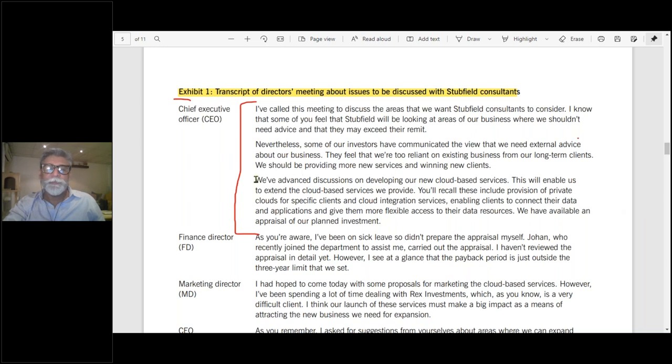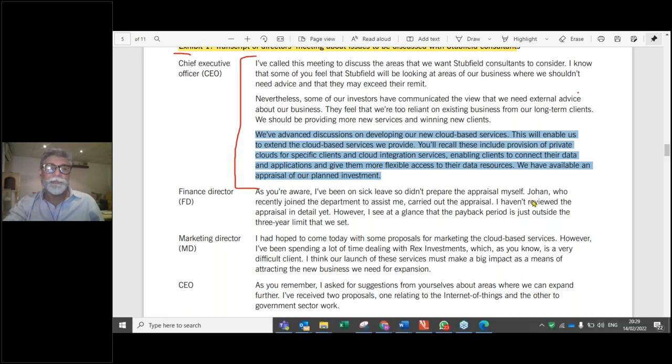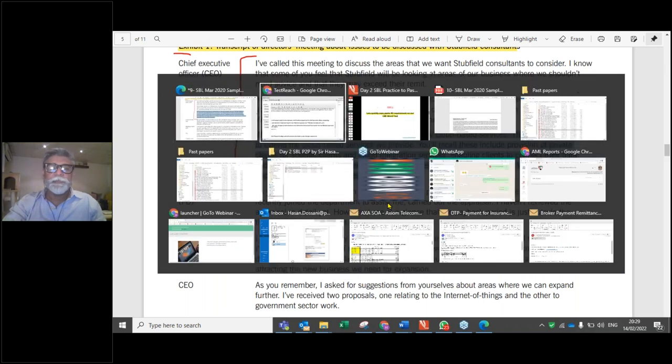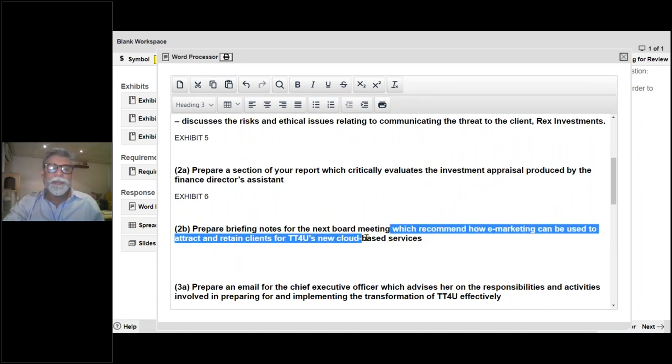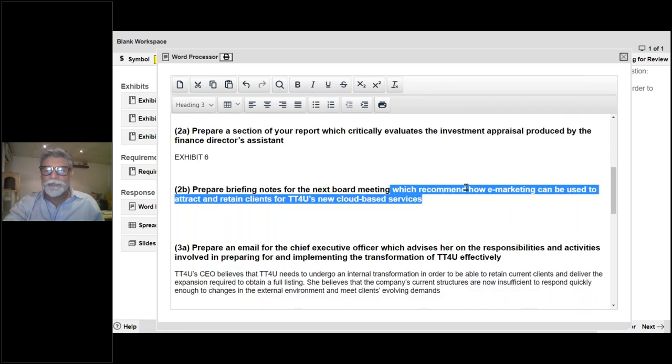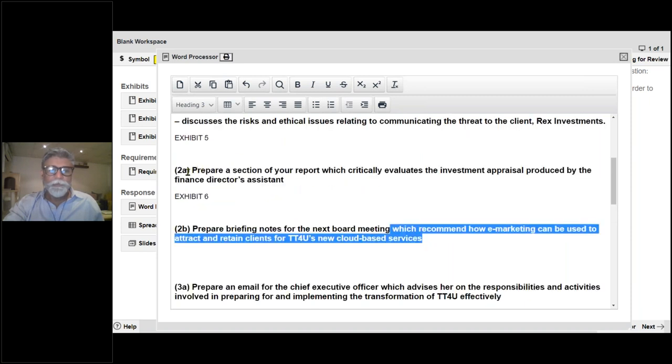Were you able to find something in this paragraph? Let me know the keyword which got your attention. I saw a word which got my attention: cloud-based services. I remember there are actually two questions on cloud-based services. One was on e-marketing, which recommends how e-marketing can be used to attract and retain clients for the new cloud-based services. So the focus here is on e-marketing. And the second thing was about some appraisal: prepare a section of your report which critically evaluates the investment appraisal produced by the finance director.